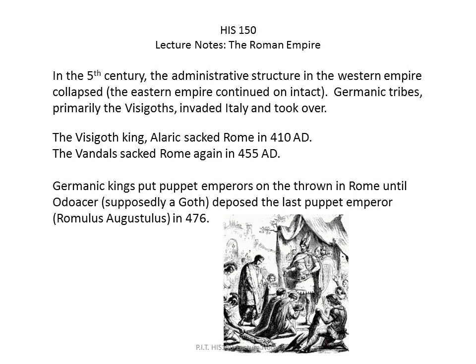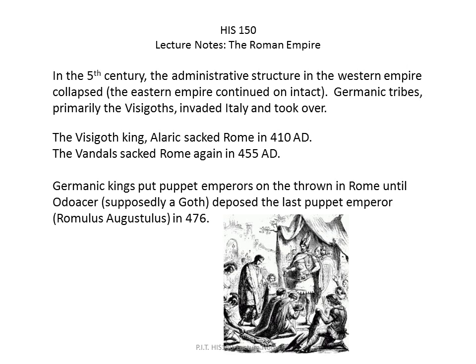All right, so let's jump to the 5th century, and remember that's the 400s because we count 0 to 99 as the 1st century. The administrative structure in the Western Empire collapsed. And meanwhile, in Constantinople, everything is going well. Germanic tribes north of Italy, primarily the Visigoths, invaded Italy and took over. The Visigoth king Alaric sacked Rome in 410 AD, and the Vandals sacked Rome again in 455 AD. It became an opportunity for these guys to make a lot of money.